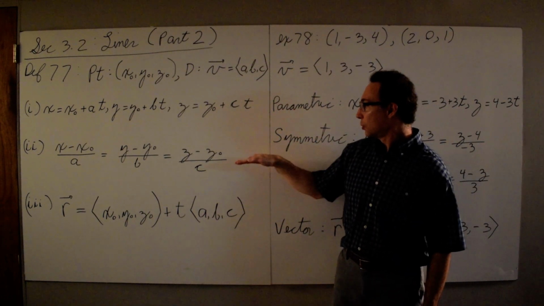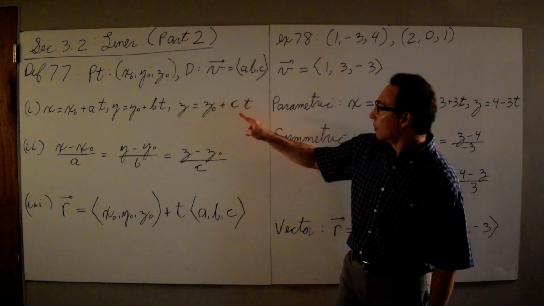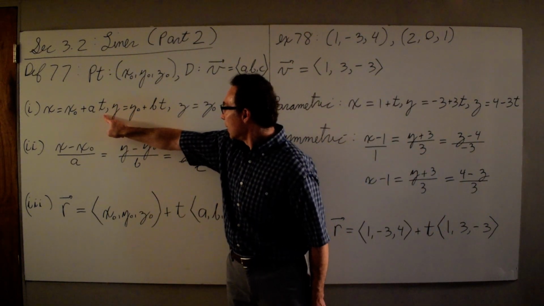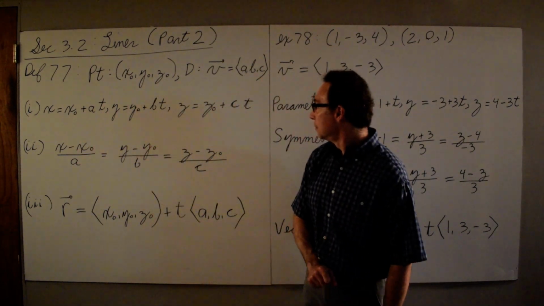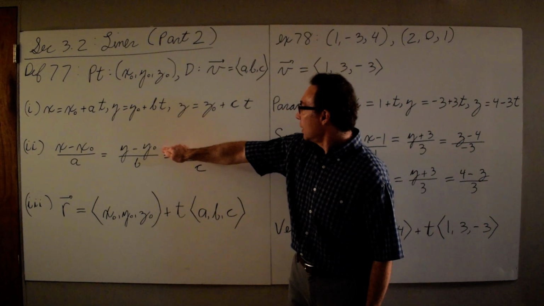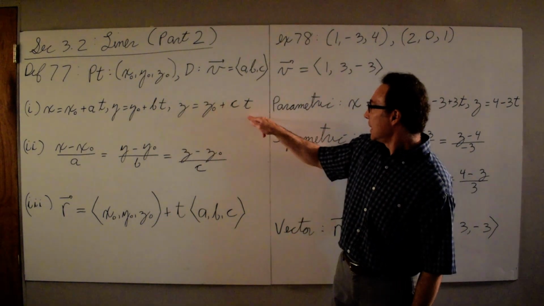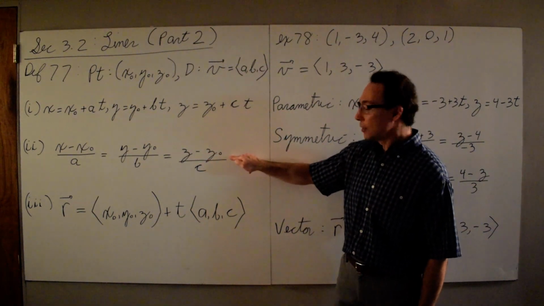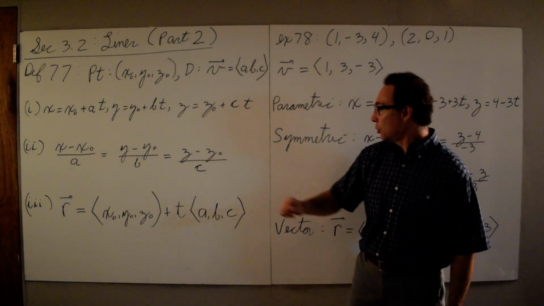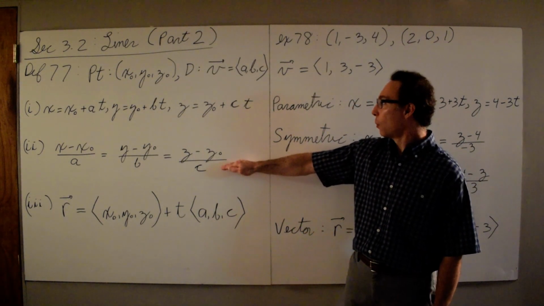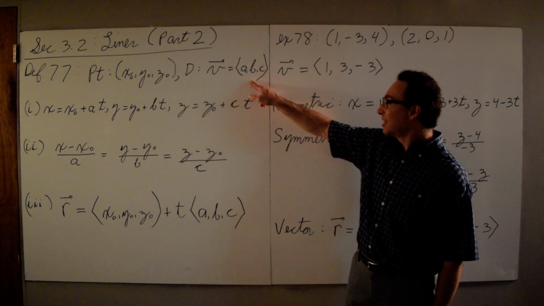Now, for the symmetric equations, we simply solve for t. In this case, t is x minus x0 divided by a, t is y minus y0 divided by b, and t is z minus z0 divided by c. This is assuming a, b, and c are not 0, of course. And of course, one or more of these components can be 0.